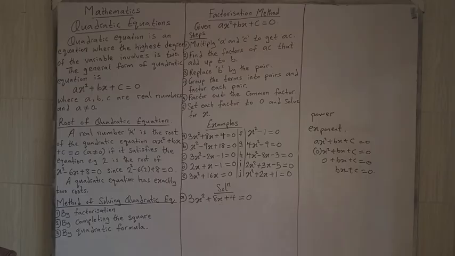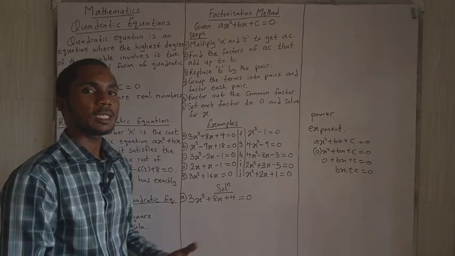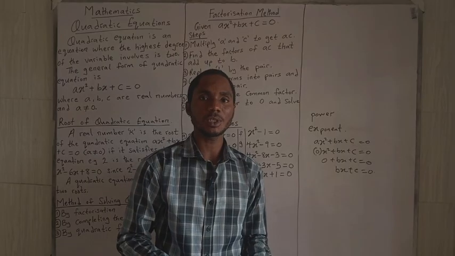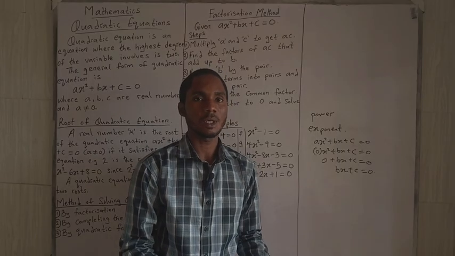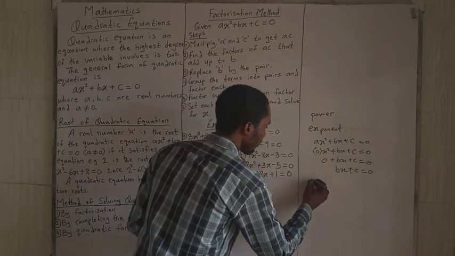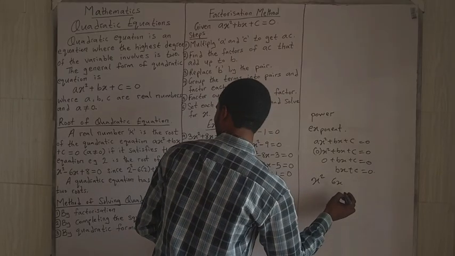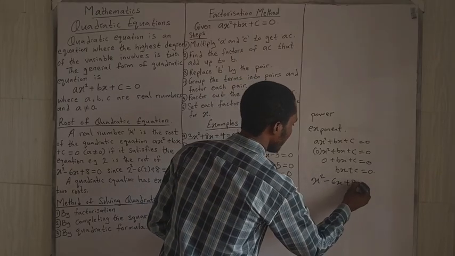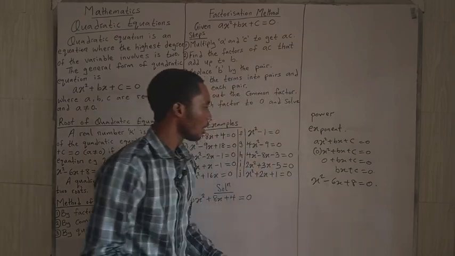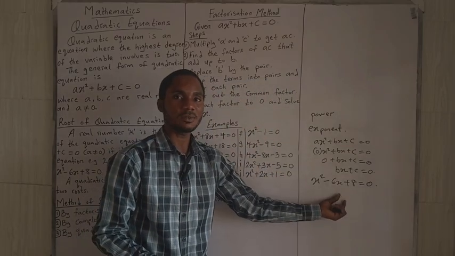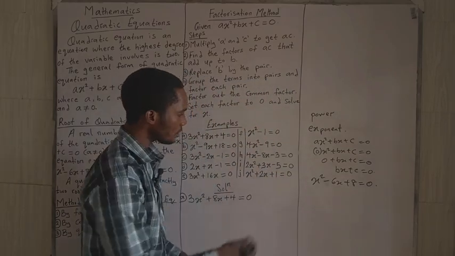Next is the roots of a quadratic equation. A real number k is a root of the quadratic equation ax squared plus bx plus c equals 0 if it satisfies the quadratic equation. What do we mean by this? Any number that satisfies the given quadratic equation is referred to as its root. For example, we have x squared minus 6x plus 8 equals 0. What are the values of x that satisfy this given equation?